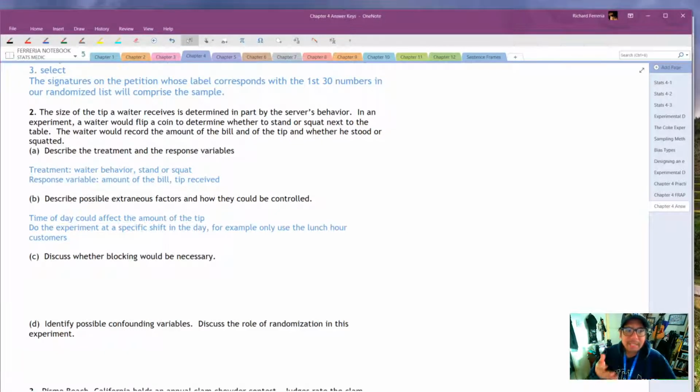If we set a specific time of day to conduct this experiment, then we have a way of controlling that extraneous factor. So for example, you could only do this experiment during the lunchtime crowd. Likewise, you could probably just do it for the dinner crowd as well. But either way, you're controlling when you're doing this experiment, or you're controlling which subjects get admitted into this experiment.